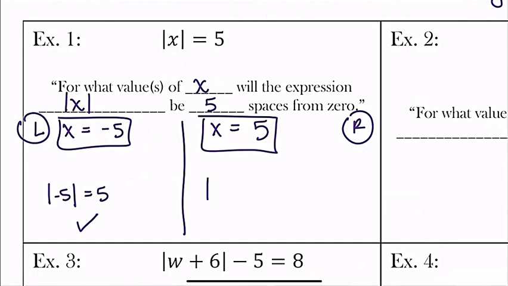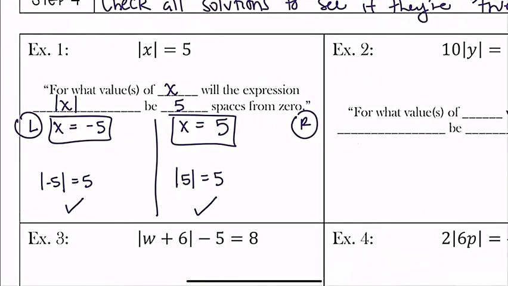Same thing you would do here. We plug in our +5. The absolute value of +5 is +5. So 5 equals 5, so this one is also true. And that's how it works. So you have two solutions for number 1. The solutions are -5 and +5.